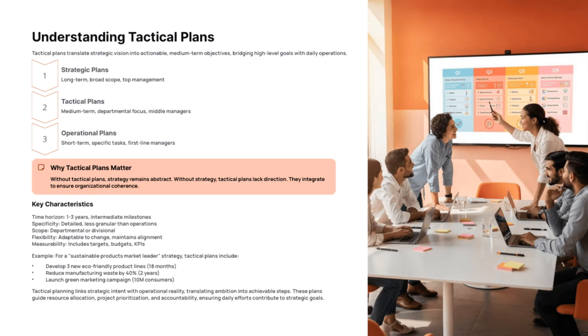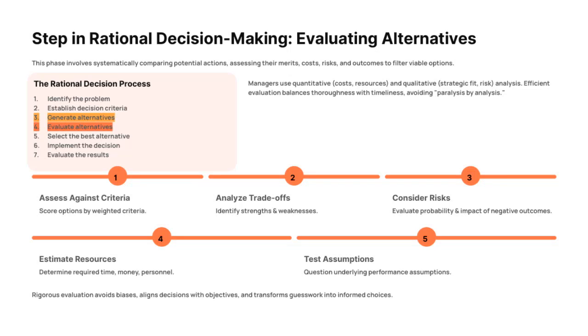So, in a nutshell, tactical planning is about turning our ambitions into practical, achievable steps that keep us on track. Rigorous evaluation is essential because it helps us avoid biases, ensuring our decisions are based on facts rather than assumptions. It aligns our choices with our overall objectives, making sure we're moving in the right direction. Plus, it transforms guesswork into informed, confident decisions.